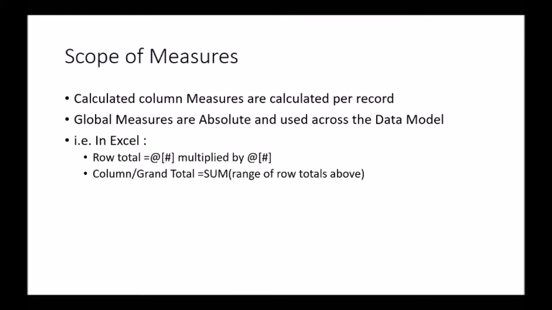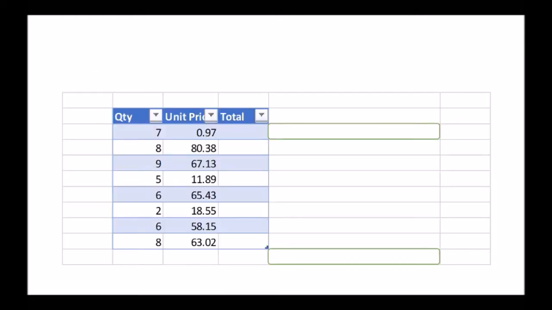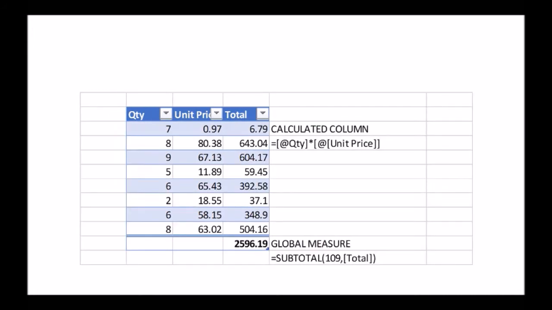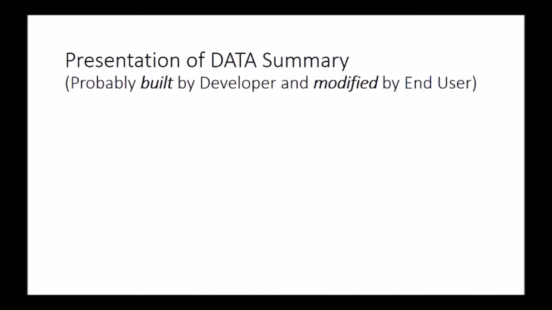And the column total, which would be generally the sum of the figures above, just gives you a single figure. So the row totals give you multiple figures, one for every row, and the column total just gives you a single number. So that's the difference between a calculated column, think of that as a row total, and a measure, which is a single figure answer. An example here: calculated column is the rows, global measure would be the column total.